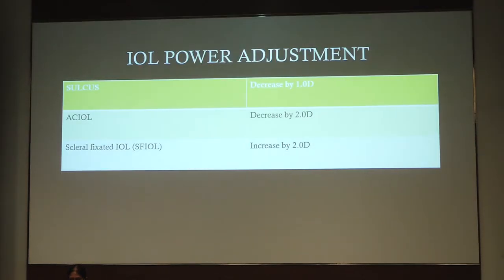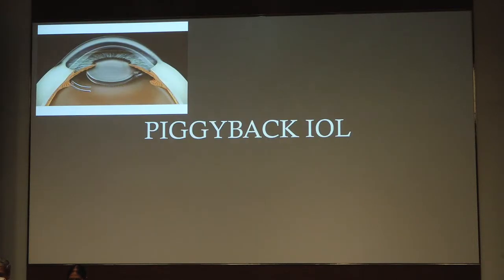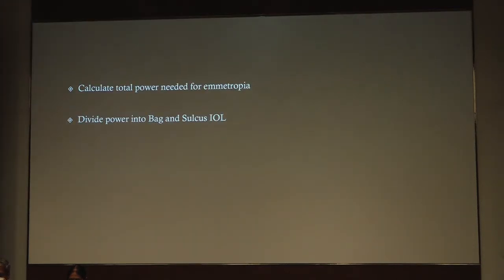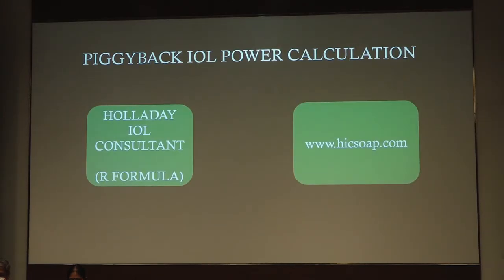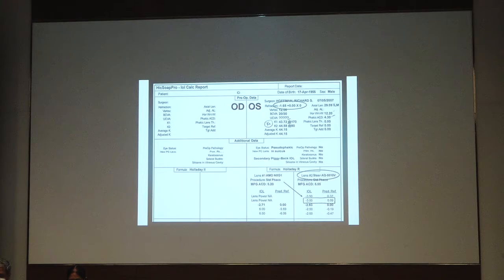For an anterior chamber IOL, you can roughly reduce the power by 2 diopters, and these are some other nomograms that are available. For piggyback IOLs, calculate the total power needed for emmetropia and divide the power between bag and sulcus. You can also use the Holladay IOL Consultant, which uses 7 parameters like the axial length, K reading, white to white, the lens thickness, and other factors.